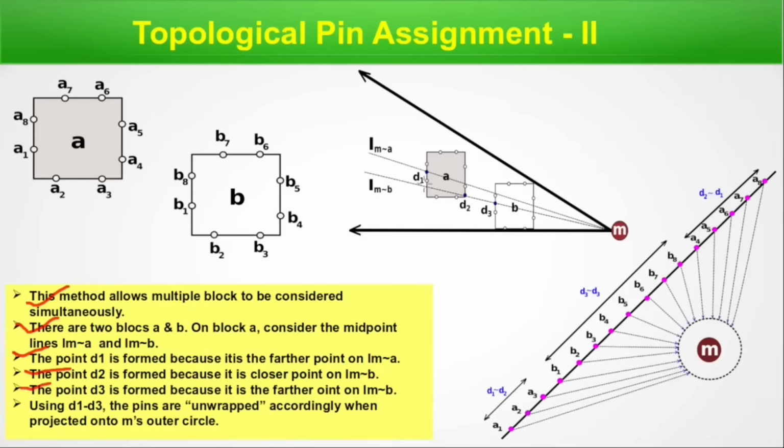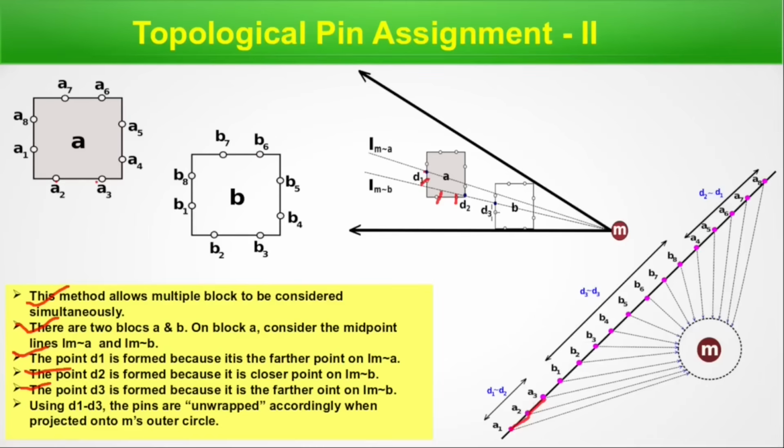What we would do? We would do unwrapping first from D1 to D2. So that is D1 and D2. Then these are the pins 1, 2, 3, and these are A1, A2 and A3. Look from D1 to D2, A1, A2, A3.